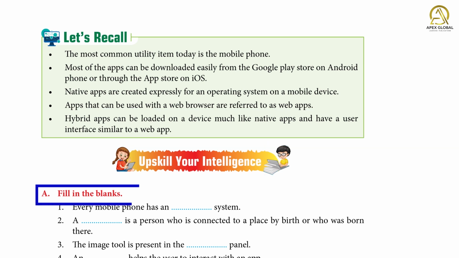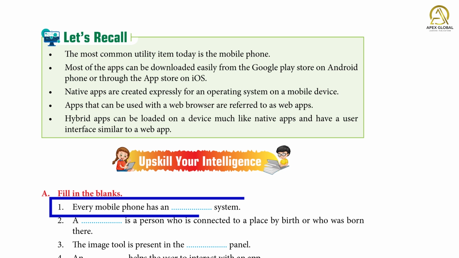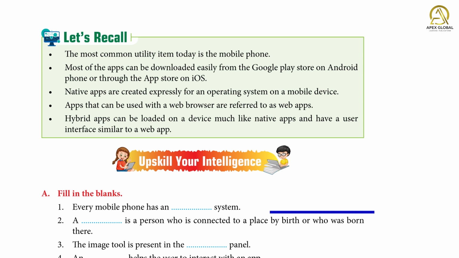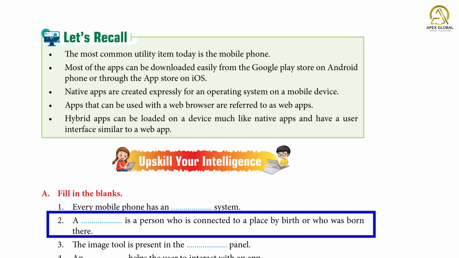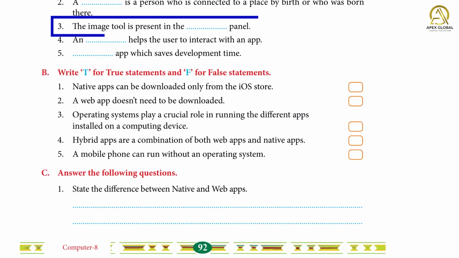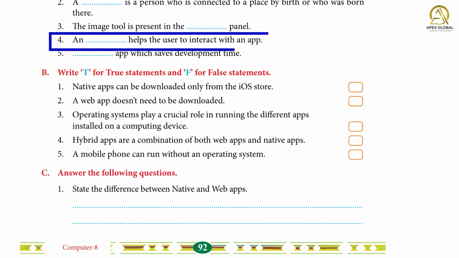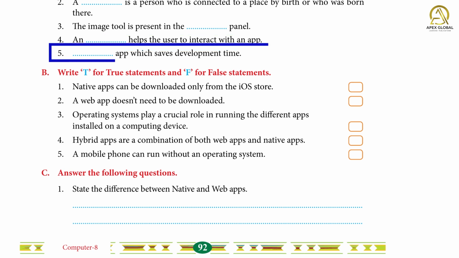Upskill your intelligence. A. Fill in the blanks. 1. Every mobile phone has an operating system. Answer: operating. 2. A native is a person who is connected to a place by birth or who was born there. Answer: native. 3. The image tool is present in the design panel. Answer: design. 4. An operating system helps the user to interact with an app. Answer: operating system. 5. Web app saves development time. Answer: web.